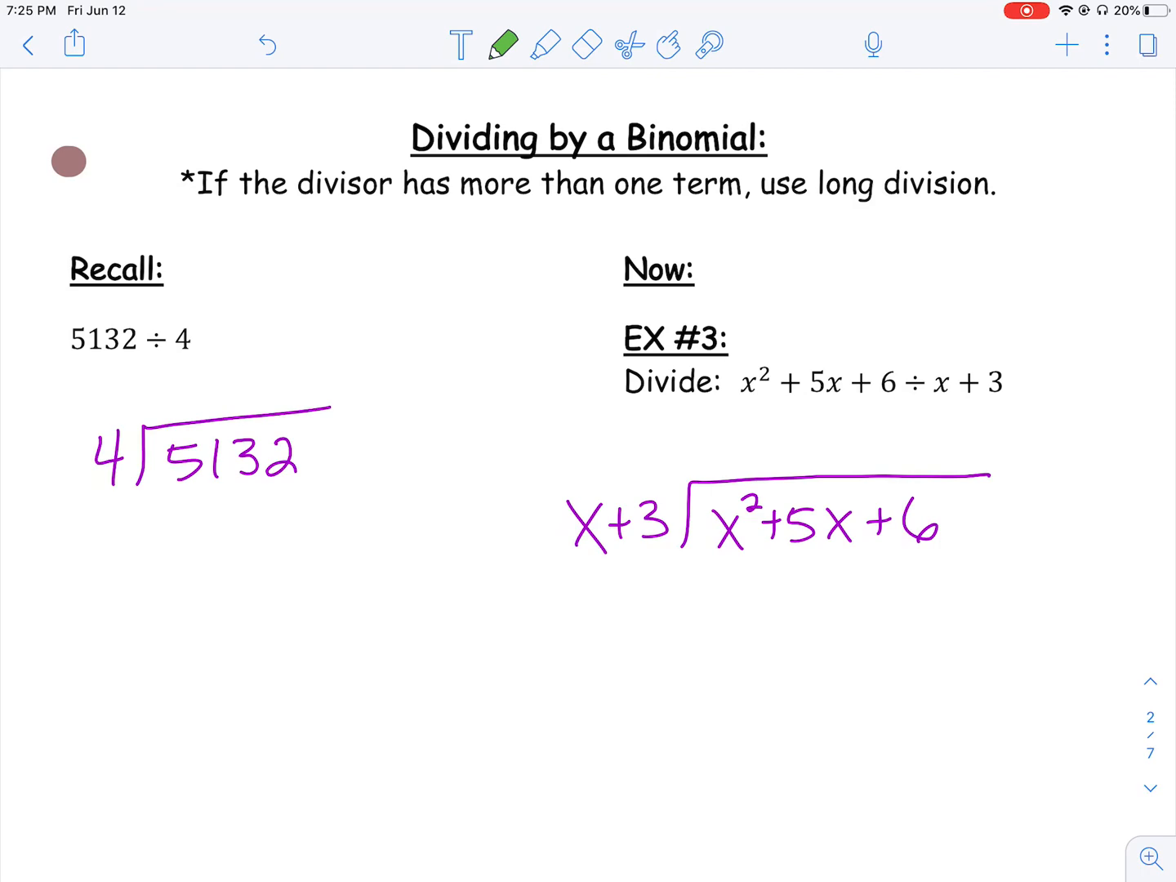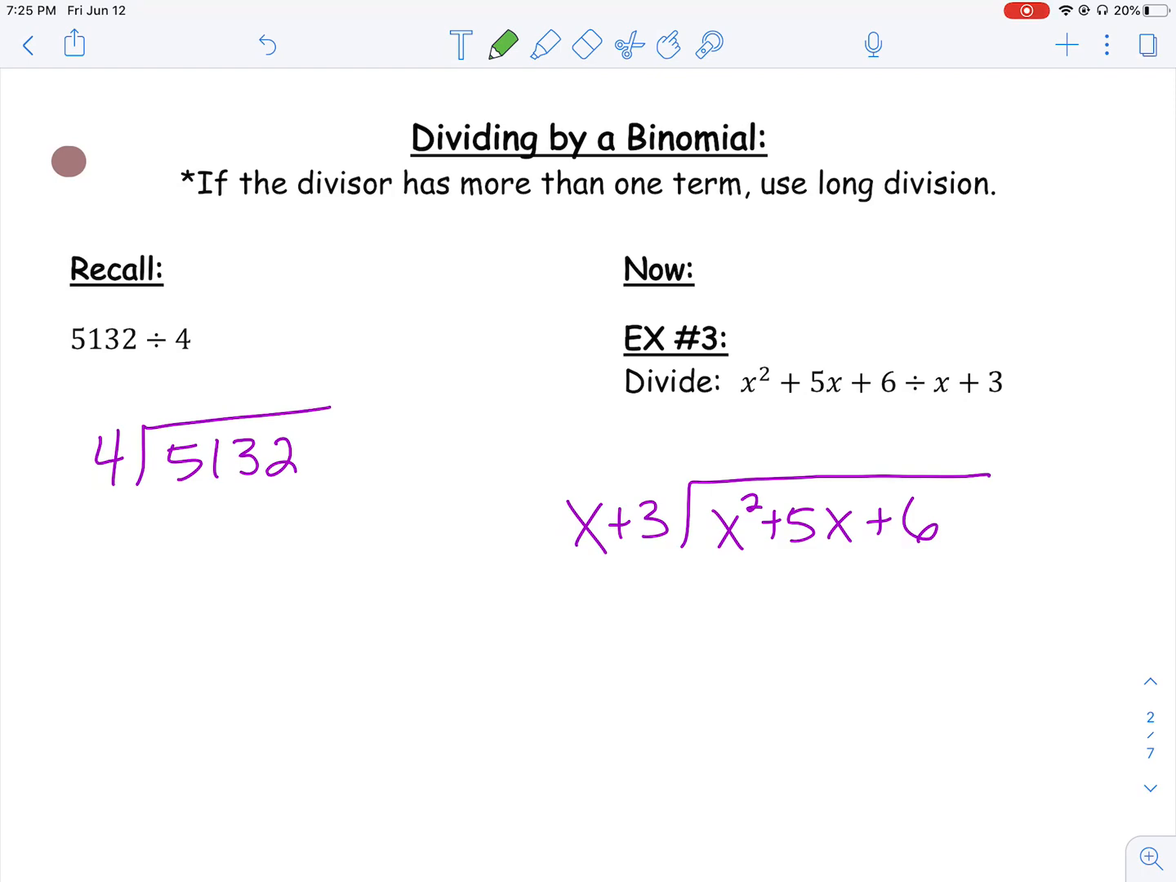Well, let's recall back, probably grade school, where we did our long division. For example, if I asked you to take 5,132 and divide it by 4. If we didn't have a calculator, a lot of us would do a long division. So let's think back of how we did that.